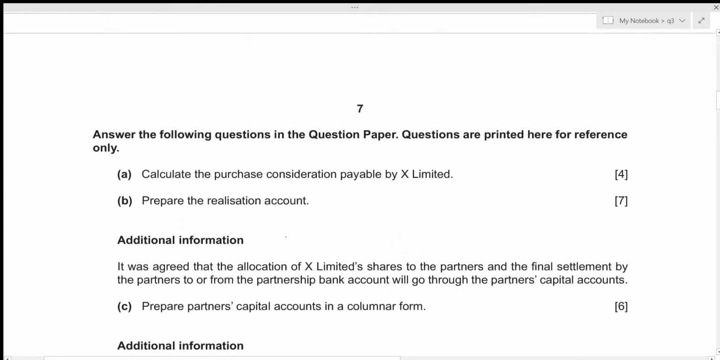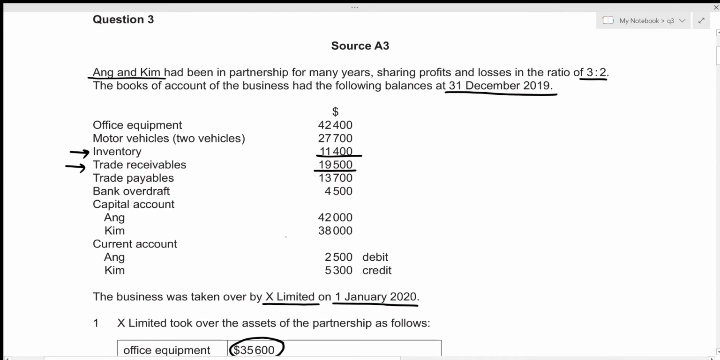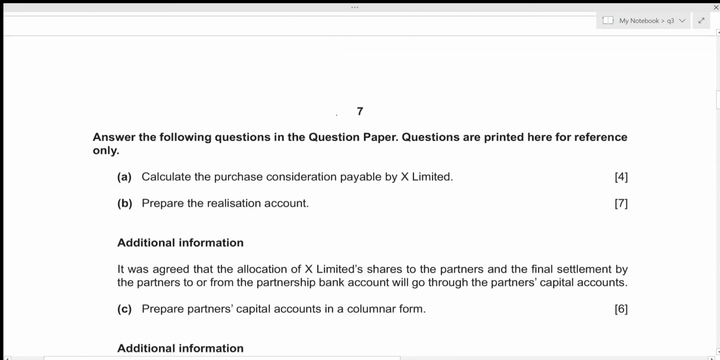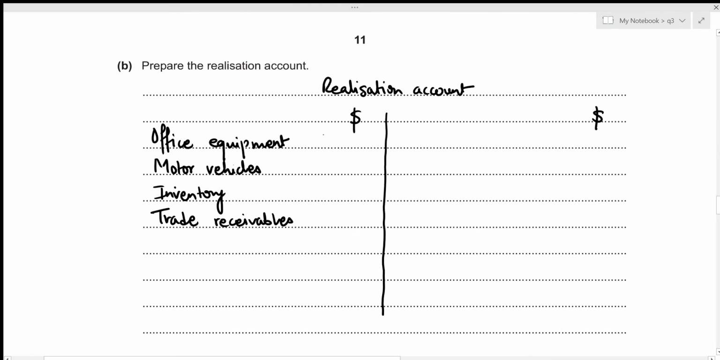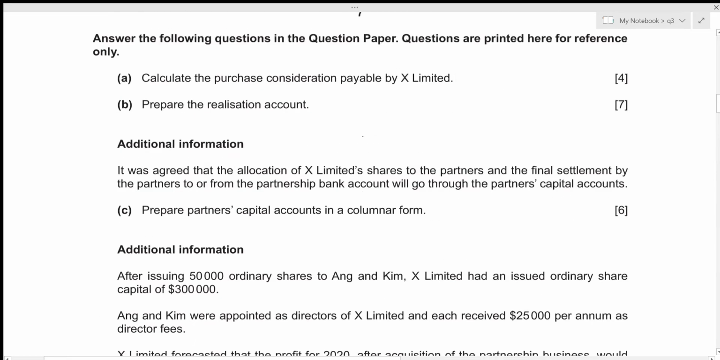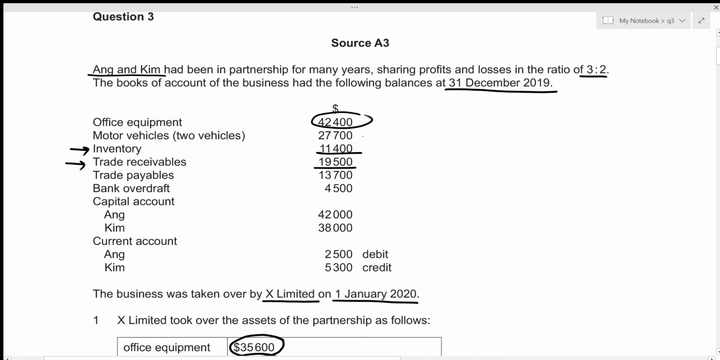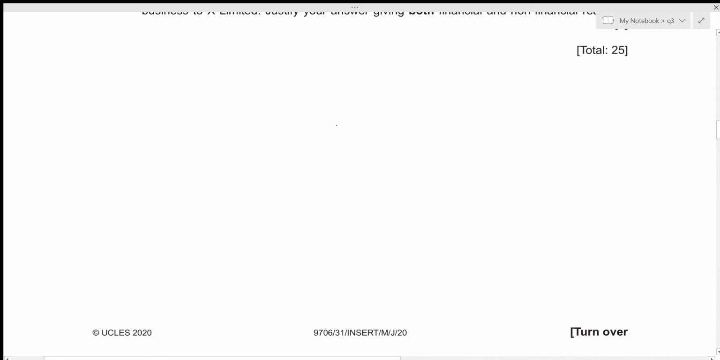Alright, let's have a look at our information above. We can see that the office equipment had a value of 42,400 initially. Let's write it down. That's 42,400. Then we need to figure out the value of our motor vehicles. And this is the value for 2 vehicles, out of which only one was taken over by X Limited. And this amounted to 27,700. Let's write it down.